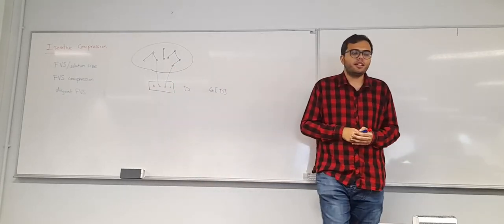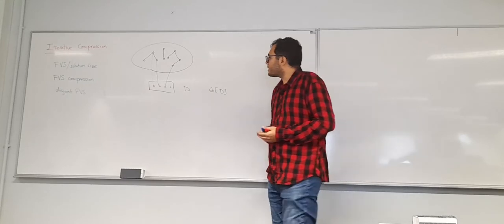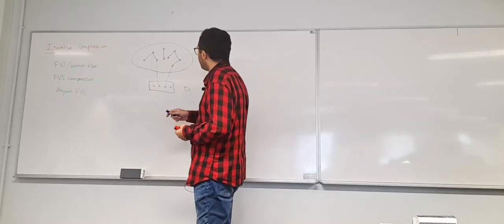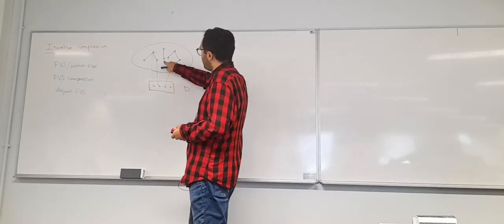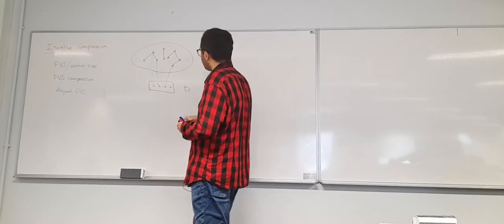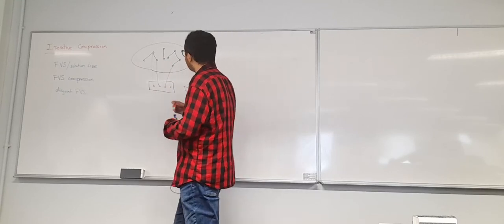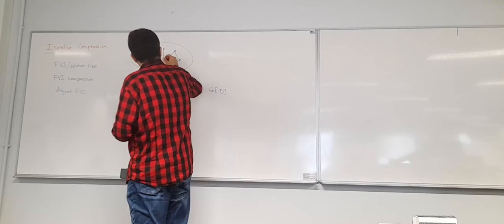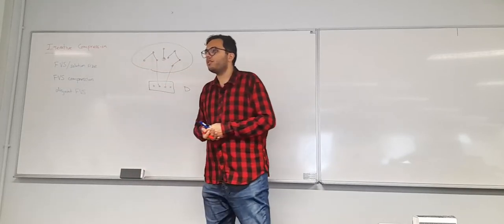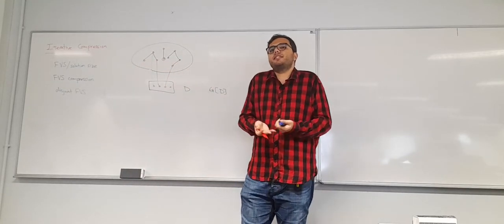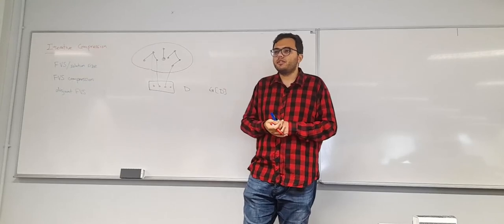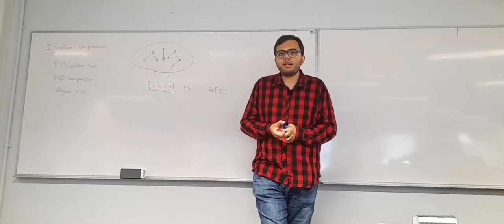Okay. Now, in the next step, I'm going to say, take some leaf up here. So let's say I take this particular leaf, and a leaf is just a vertex of degree 1, and every forest has a leaf, so I can always find a leaf. Now, what happens with this leaf?